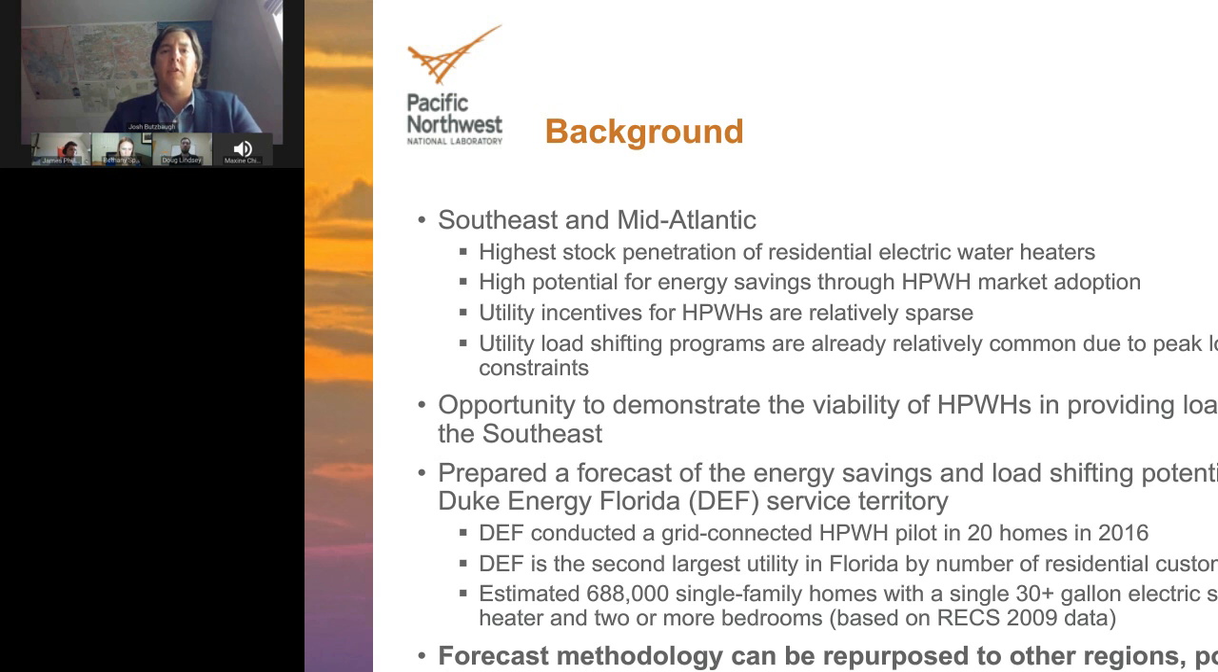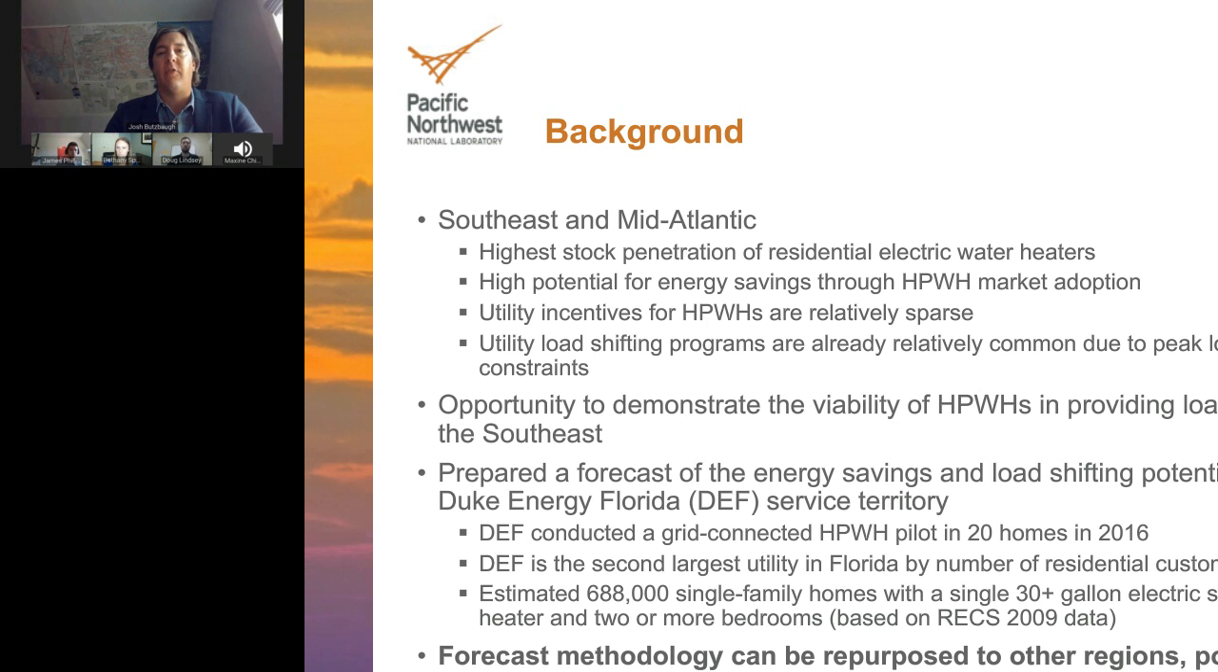So I spoke with George Gerlaski of Duke Energy Florida, and he was kind enough to work with me on preparing a forecast of energy savings and load shifting potential for the Duke Energy Florida service territory. Duke Energy Florida conducted a grid-connected heat pump water heater pilot in 20 homes in 2016 and has interest in connected heat pump water heaters.